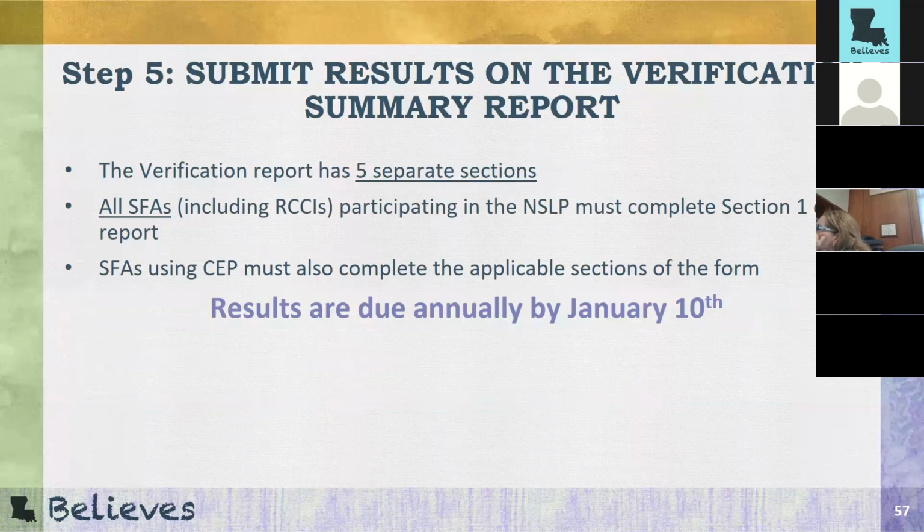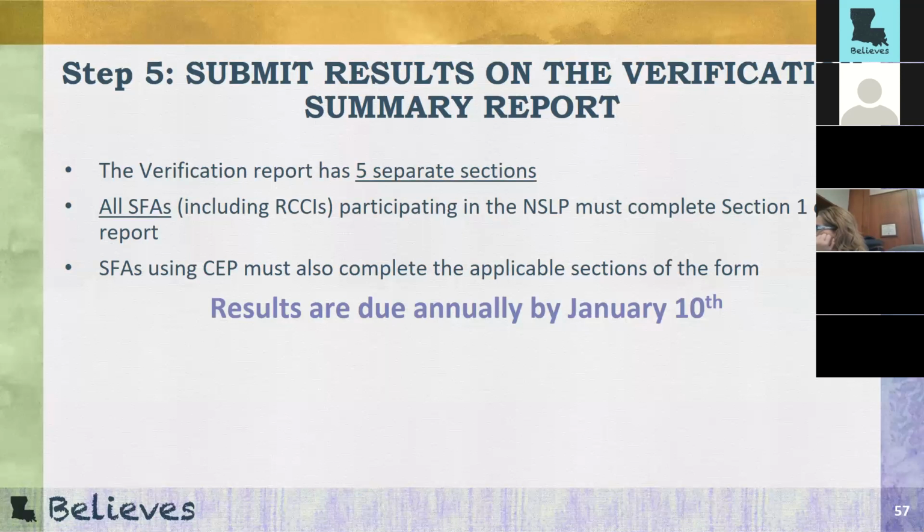The FNS 742 verification report has 5 separate sections. Please note that all SFAs participating in the NSLP and SBP, including RCCIs that did not conduct verification, must now complete specific sections of this report. Previously, RCCIs were exempt from this report.